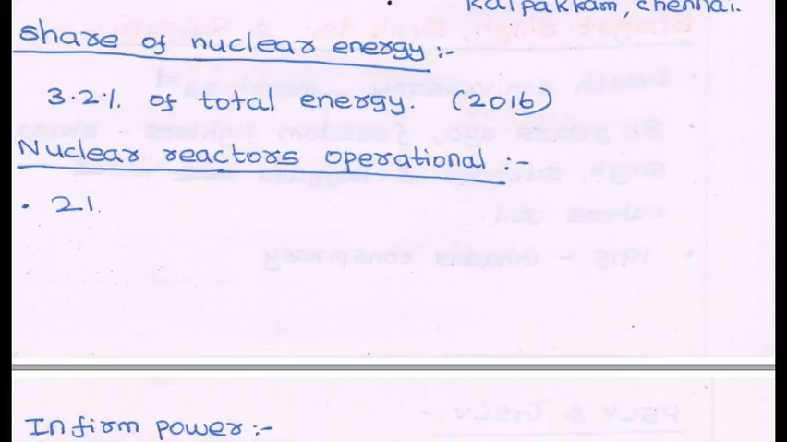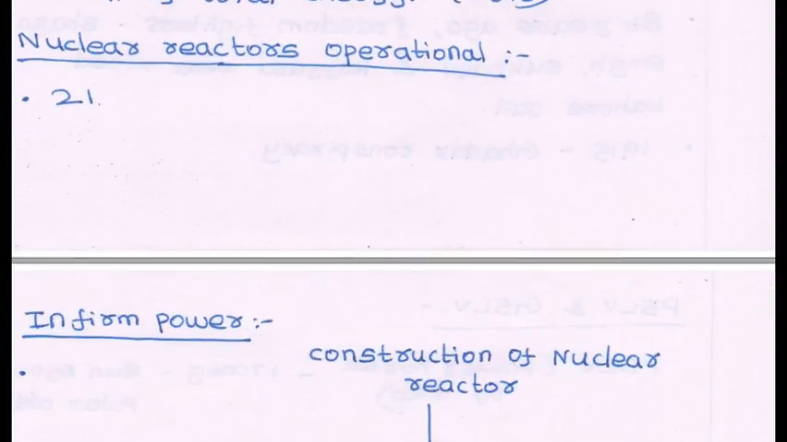What about the share of nuclear energy at present? At present, the installed nuclear power capacity is 3.2% of the total energy. At present, in India, there are 21 nuclear reactors operational. Many more reactors are under construction and they may become operational soon.